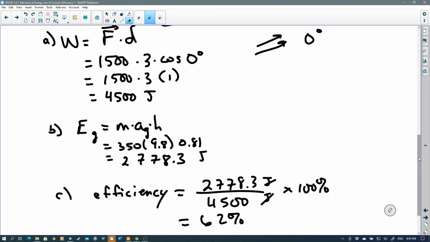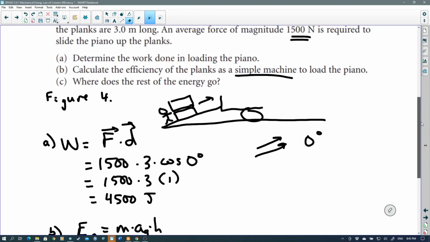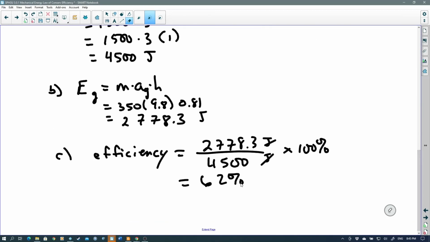Where did the rest of the energy go? Well, the rest of the energy is going to be wasted as thermal energy or heat energy due to friction. And there's 38% energy wasted to friction.